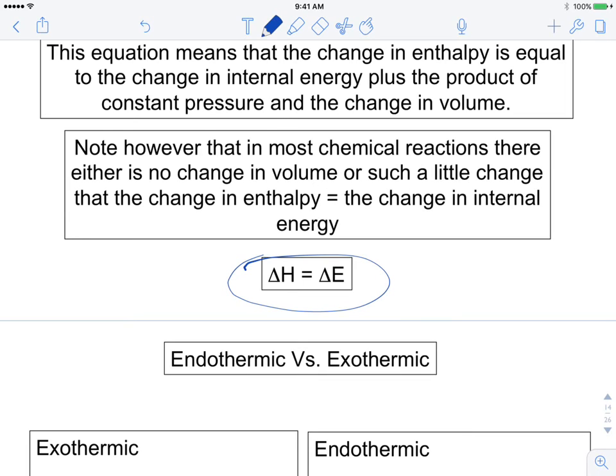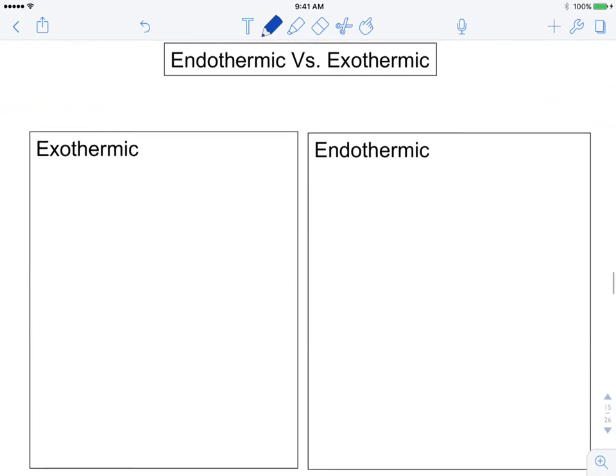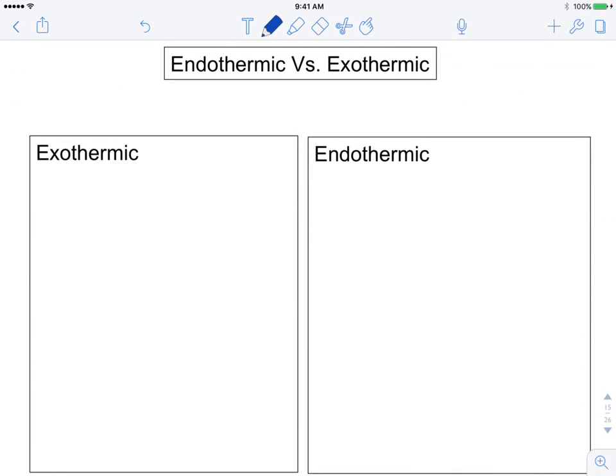The two types of changes in energy or enthalpy that you can have are endothermic and exothermic. I feel like you have a really good idea of what these mean, but just to put it in terms of enthalpy and remind you, you have a negative change in heat for exothermic, and you have a positive change in heat for endothermic.